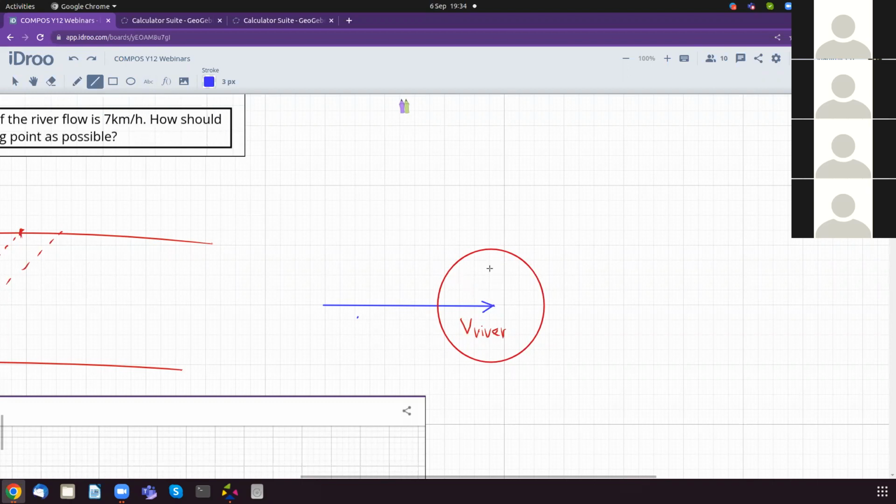Now, let's say the choice is like this, and that means that the final velocity is like this. Now, when will the optimum be achieved? When will the optimum be achieved? Optimum.